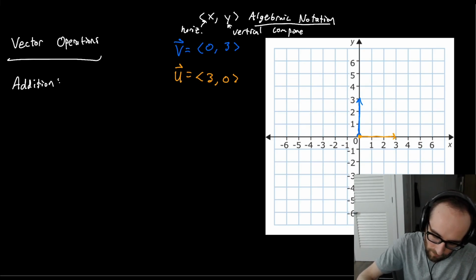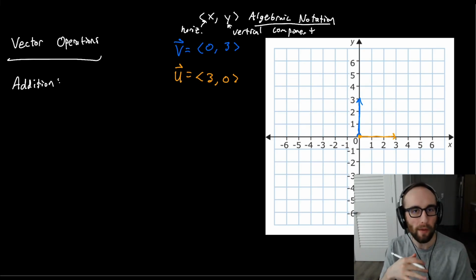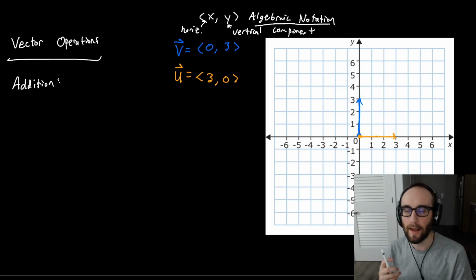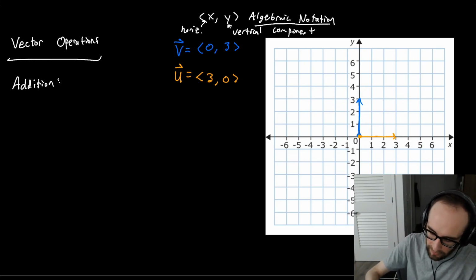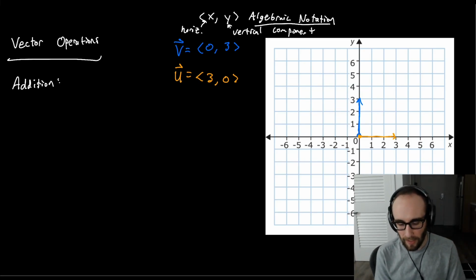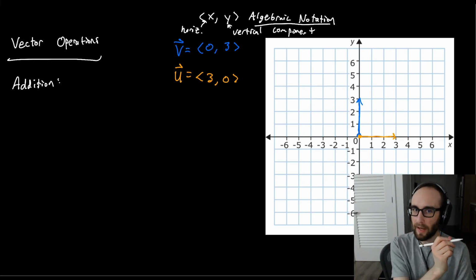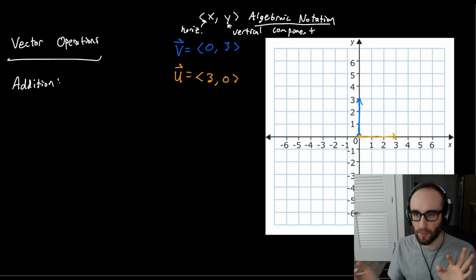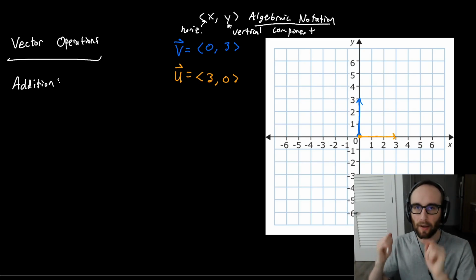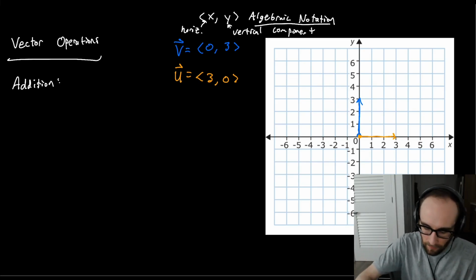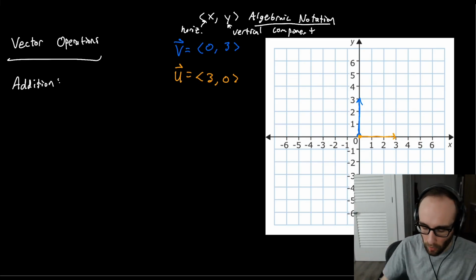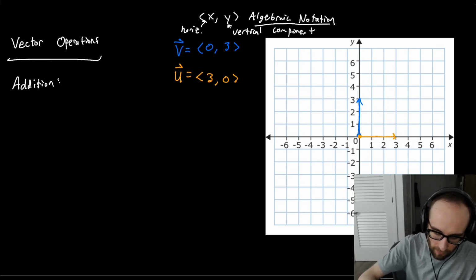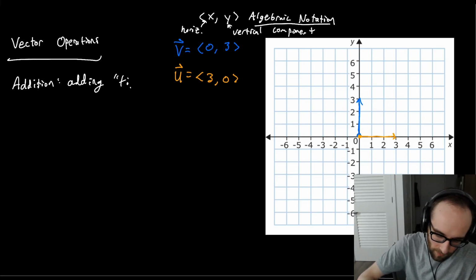Okay, so for example, we have 2 vectors below. We have vector v and vector u. Vector v has a horizontal component of 0, vertical component of 3, and we can see that to the right here. U, on the other hand, has a horizontal component of 3 and a vertical component of 0. So just 3, 0. So 2 vectors. I've written them out in algebraic notation. I have also graphed them. Let's talk about operations between these vectors. So when we add vectors, one way to add vectors is what we call adding from tip to tail.